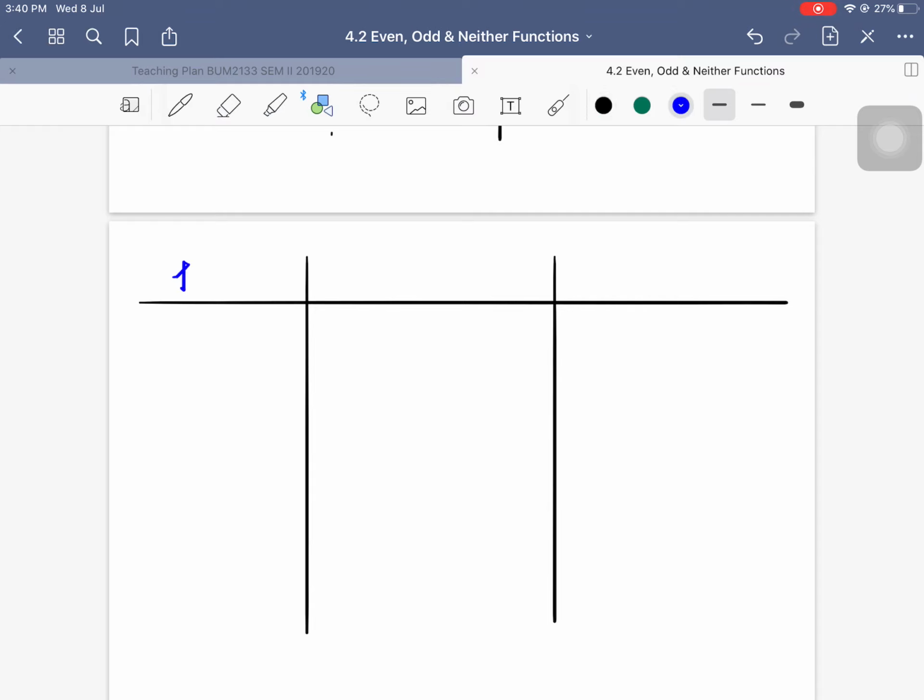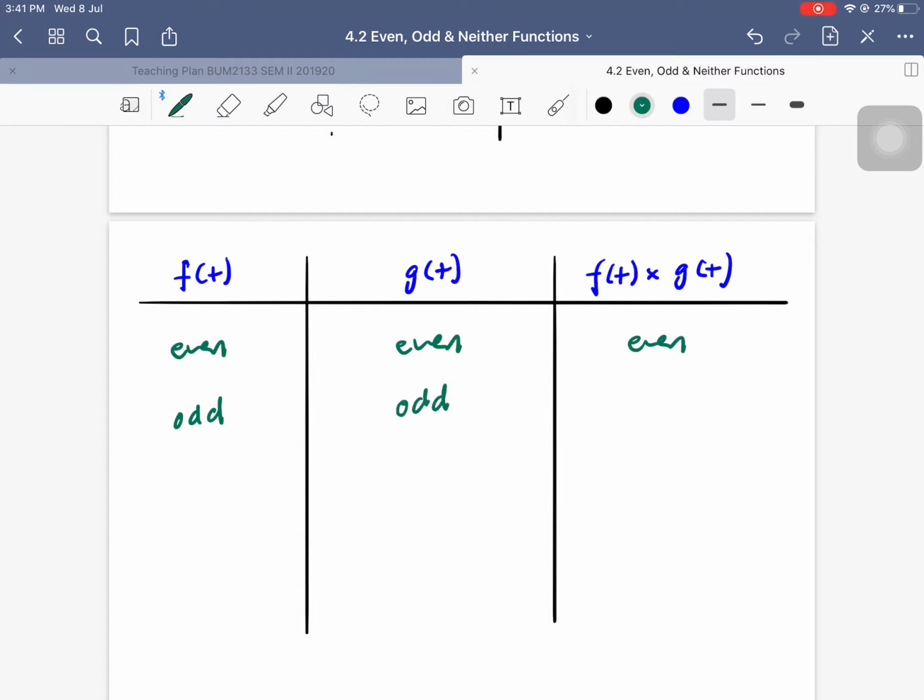So let's see if I have this as my function f of t, and this is my g of t, and we're going to multiply them, ft multiplied by gt. Okay, if I have an even function and I multiply that by another even function, the product is also going to be an even function. If I have an odd function, I multiply that by another odd function, the product is still going to be even. So basically, when the property is the same for both ft and gt, you will come out with even functions, right?